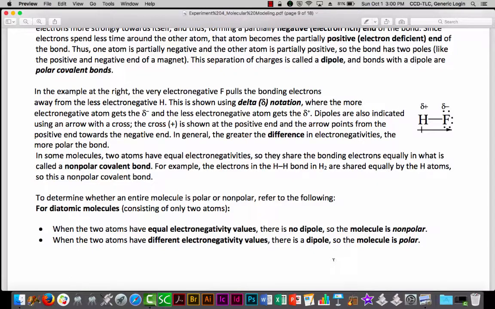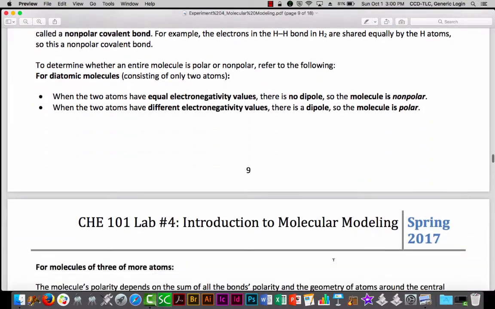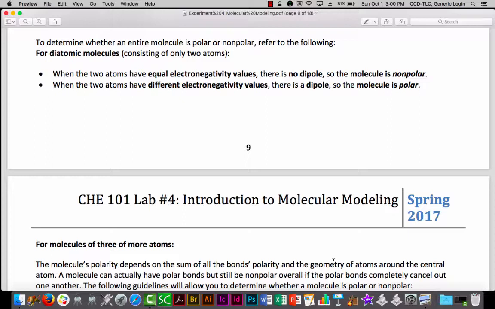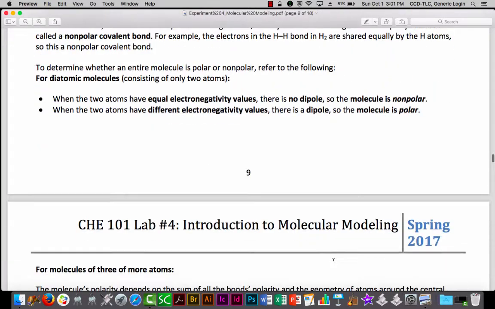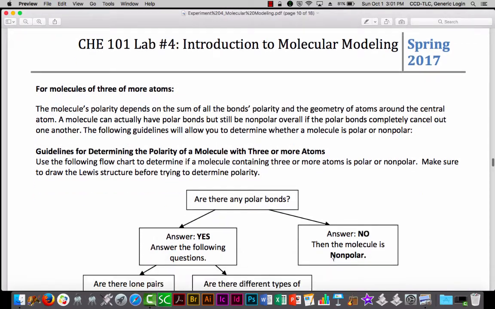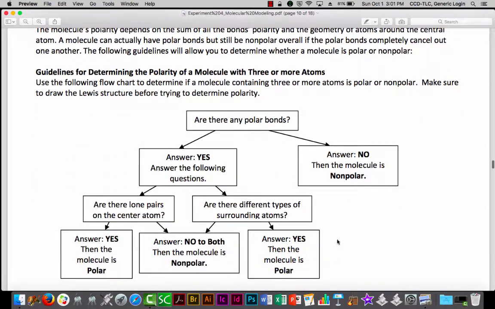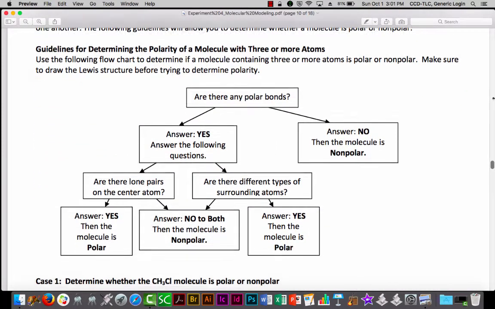To determine whether an entire molecule is polar or nonpolar, we're going to refer to the following. For diatomic molecules, so molecules consisting of only two atoms, when the two atoms have equal electronegativity values, there's no dipole, so the molecule is nonpolar. If the two atoms have different electronegativity values, there is a dipole, so the molecule is polar. For molecules of three or more atoms, we want to just follow this chart.